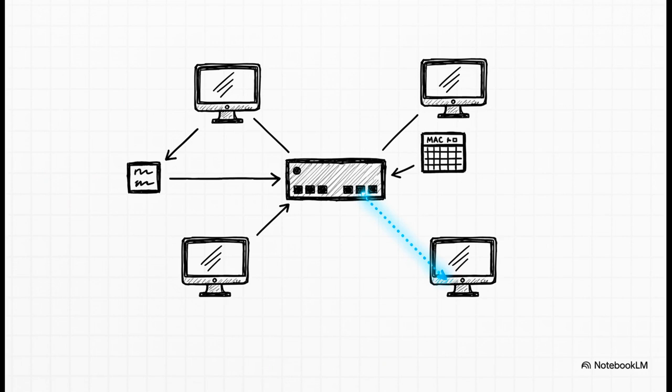Well, every single network device, your computer, your phone, has a unique physical address burned into it. It's called a MAC address. A switch is smart enough to learn the MAC address of every device that's plugged into it, and it builds this little table, this directory. So now when data arrives, the switch just looks at the destination MAC address and forwards it only to the one correct port. See? No more shouting.